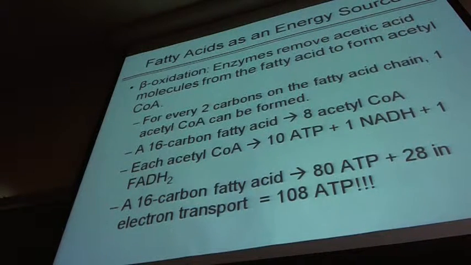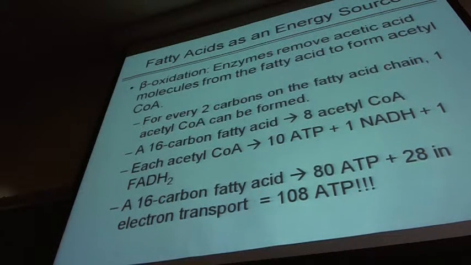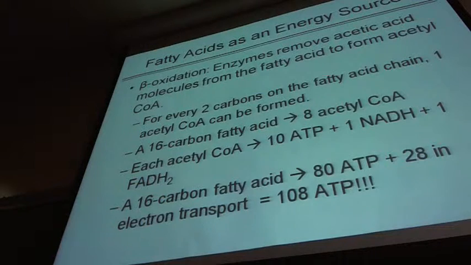3 NADH, 1 FADH, and 1 ATP. But for a 16-carbon fatty acid chain, that happens 8 times. In the end, that's 108 ATP that are formed.